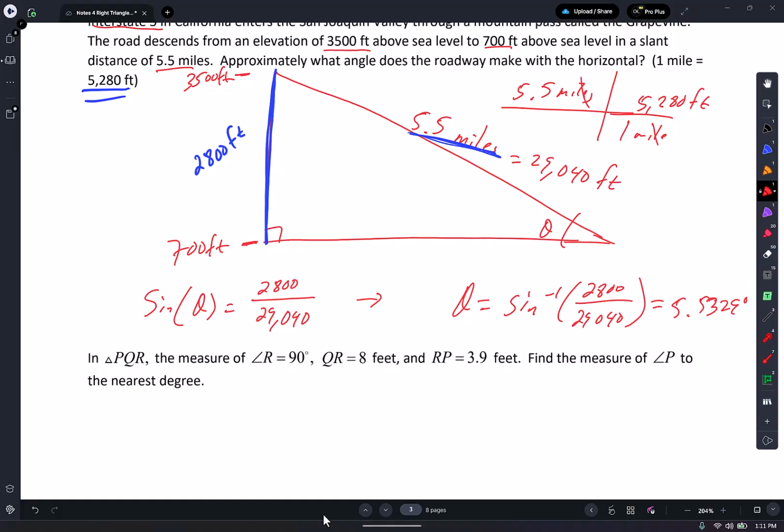What's up, Taylor? Wait, so how did you know to put inverse? Or like, why did you put inverse? Well, I don't want sine. I want theta by itself. In order to get theta by itself, I gotta take the inverse of it to get theta.